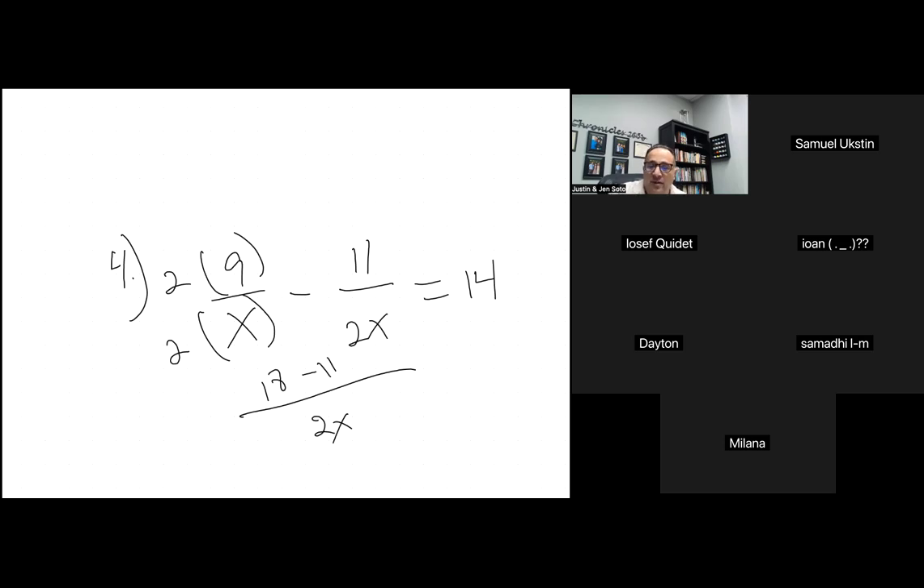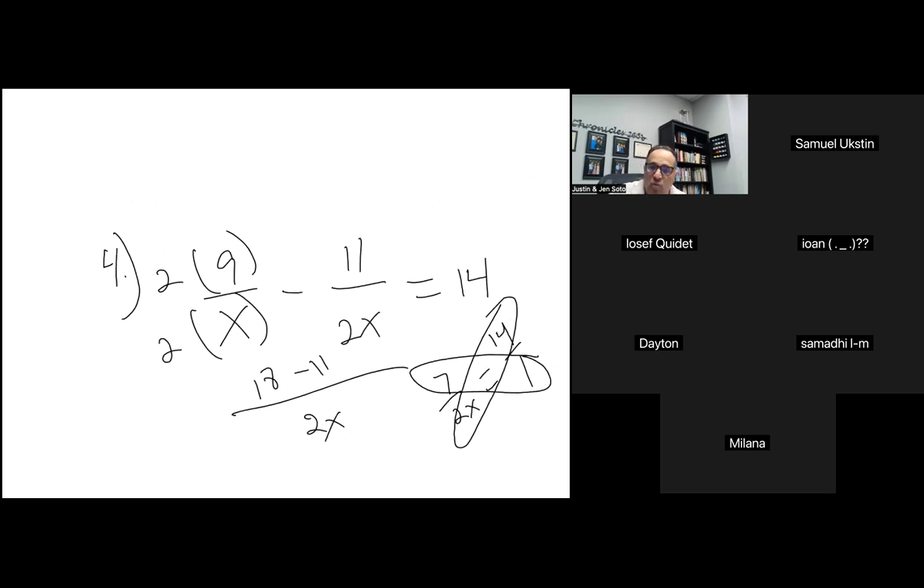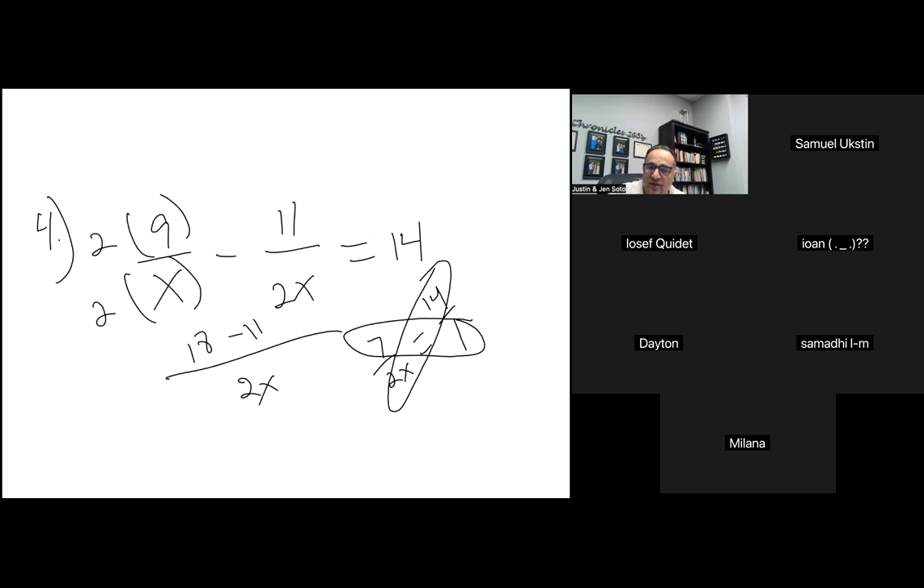So now I'm going to simplify this to 18 minus 11 is 7 over 2x is equal to 14 over 1. Now I'm going to cross multiply like this. I'm going to have 28x is equal to 7. Divide by 28. Divide by 28. X is going to equal 1/4.